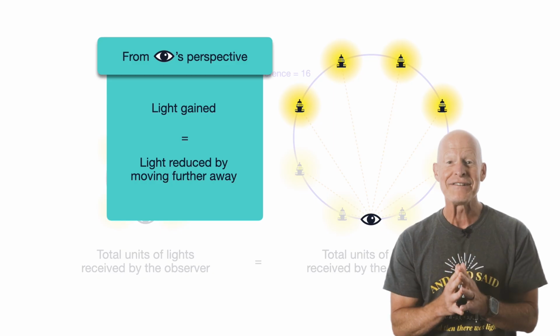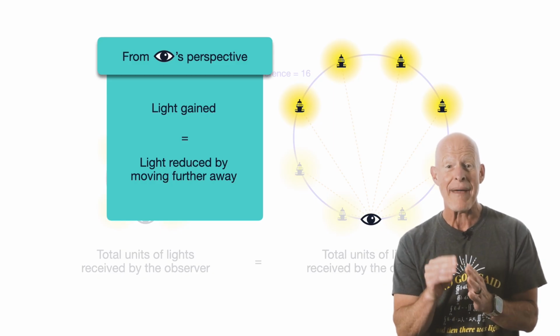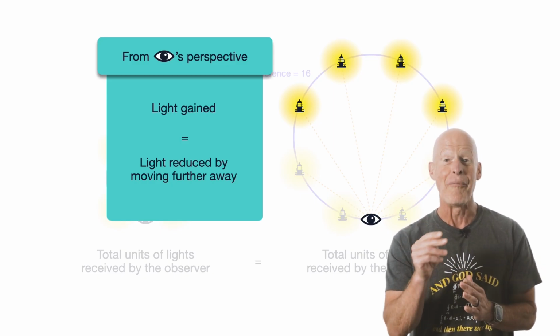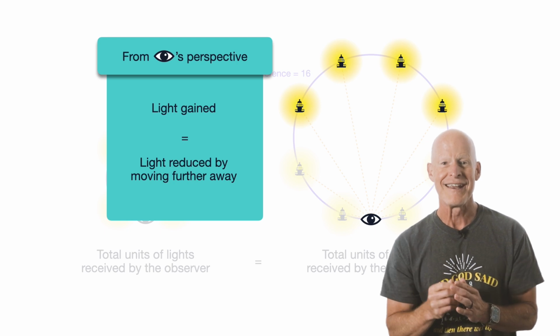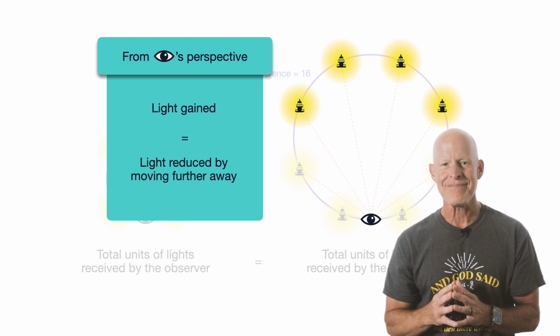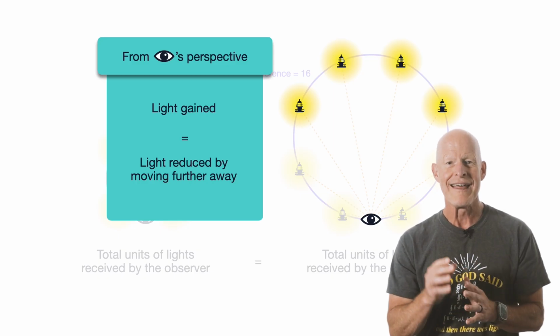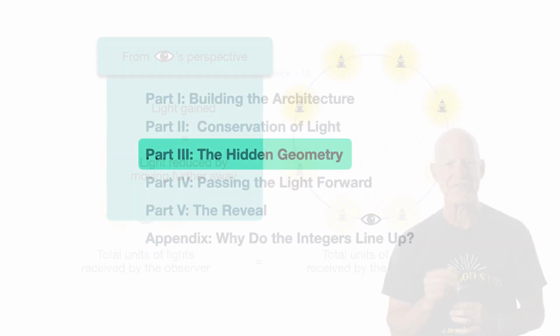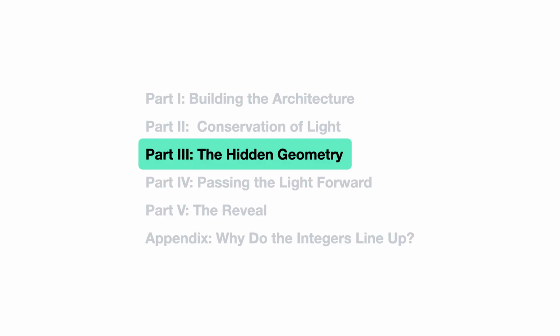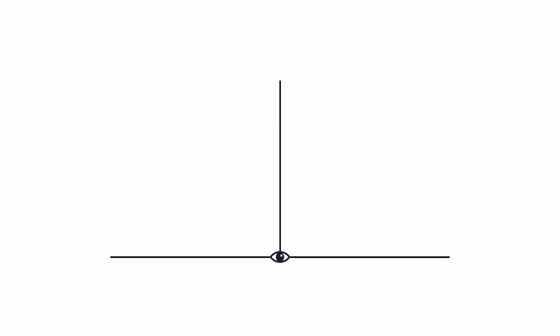I like to imagine that balance as light being passed forward from one generation of integers to the next. But how does geometry enforce this act of conservation? Place the observer at the origin of a coordinate plane and a single light somewhere in the first quadrant.